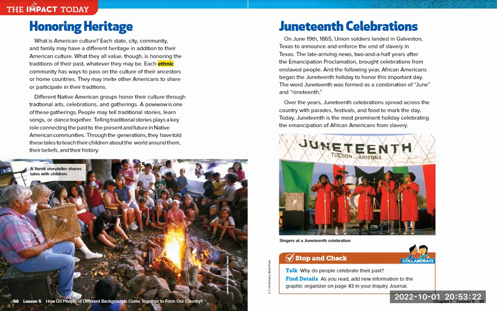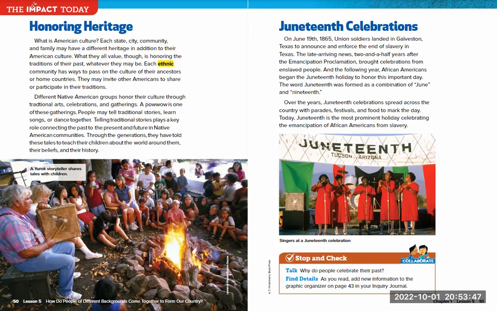Each ethnic community has ways to pass on the culture of their ancestors or home countries. They may invite other Americans to share or participate in their traditions. Different Native American groups honor their culture through traditional arts, celebrations, and gatherings. A powwow is one of these gatherings. People may tell traditional stories, learn songs, or dance together.